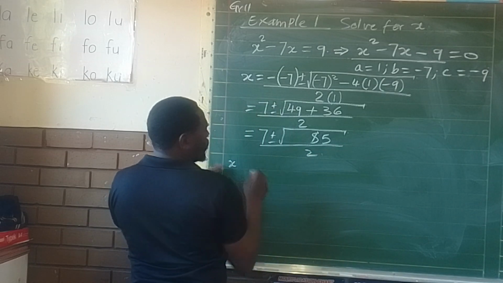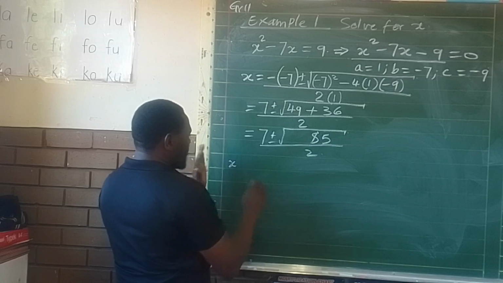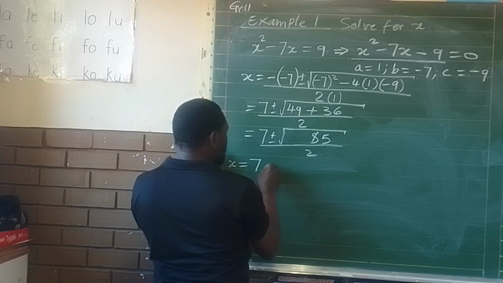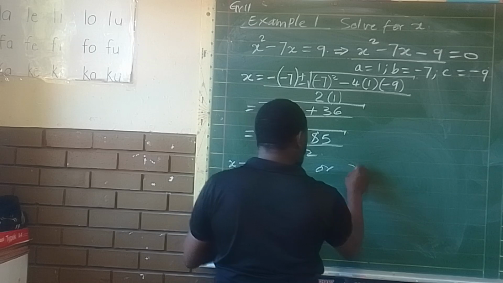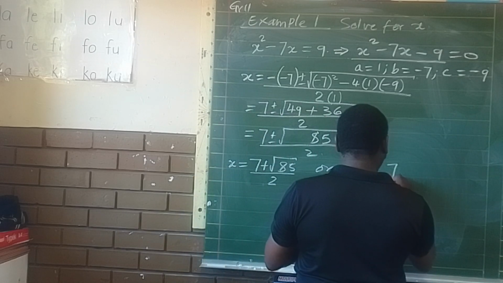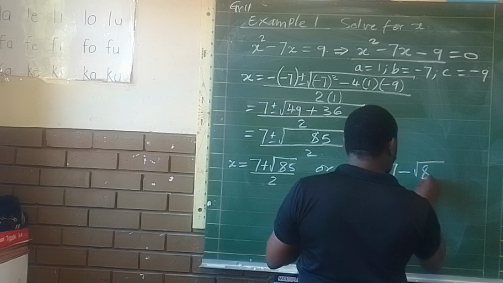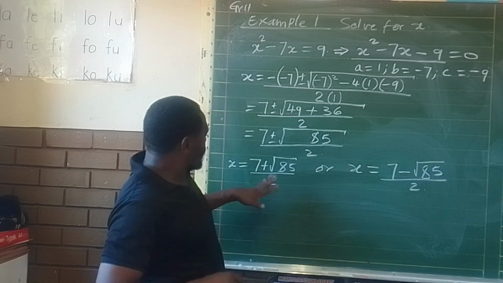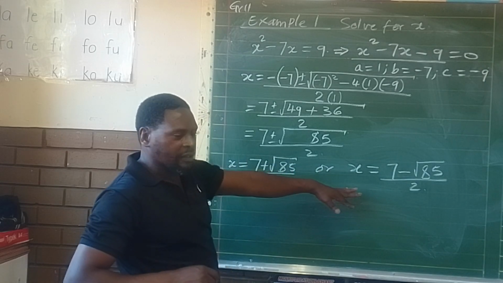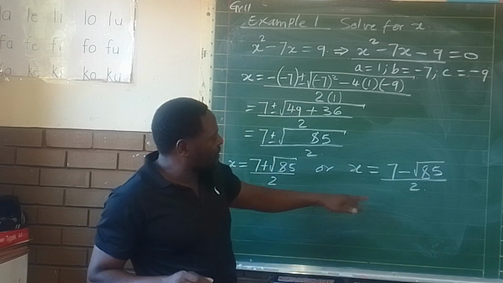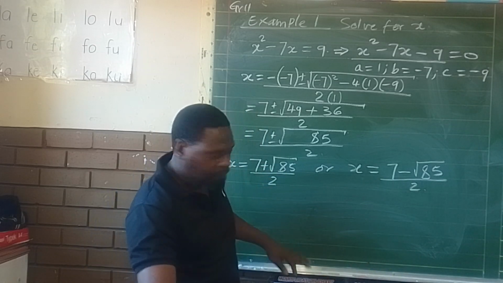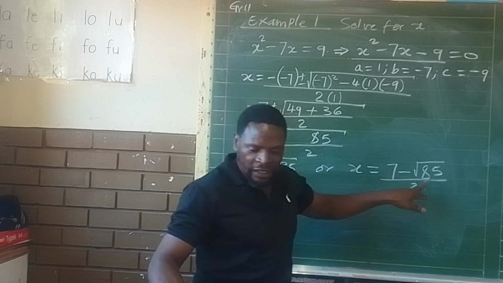Then x has got 2 fragments. The first is 7 plus the square root of 85 divided by 2, or x is equal to 7 minus the square root of 85 all over 2. So we've got 2 parts of the x. If you punch your calculator, you can see the square root of 85.